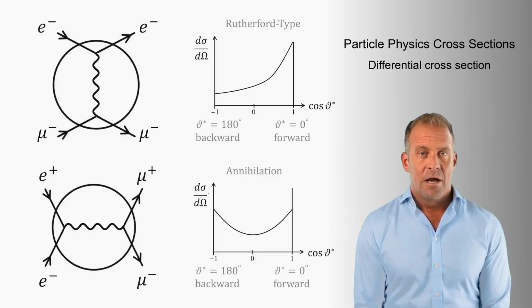In comparison, exchange tends to favor forward scattering. Annihilation is symmetric. Such angular distributions reveal important details about the particles and the mediators involved.